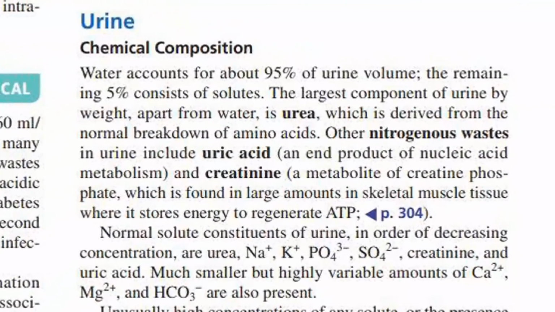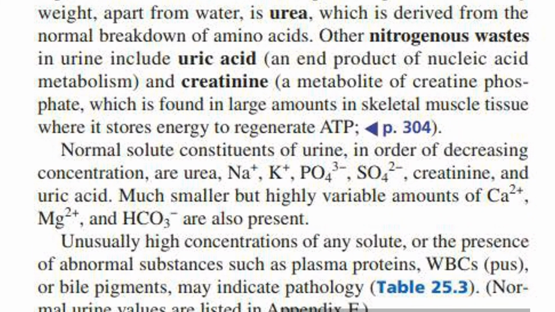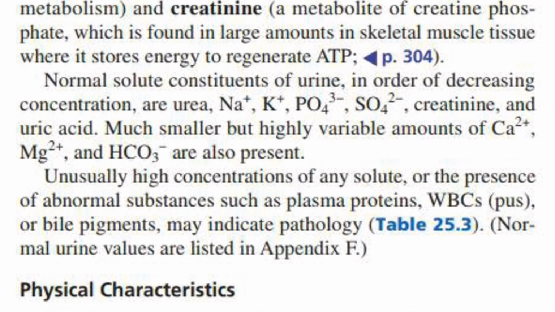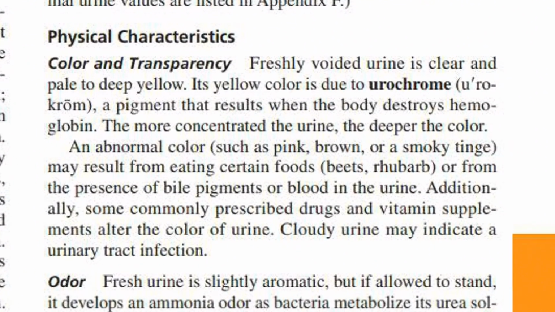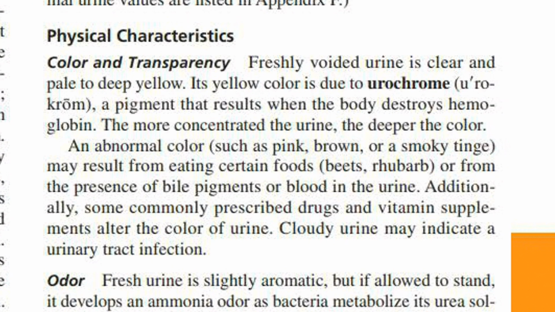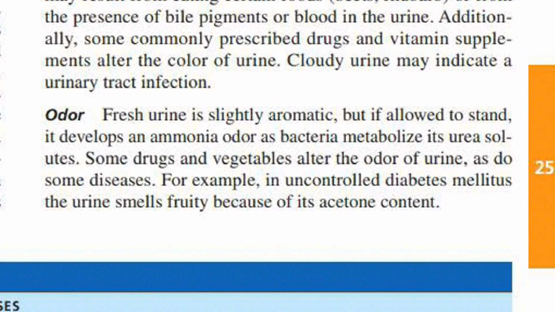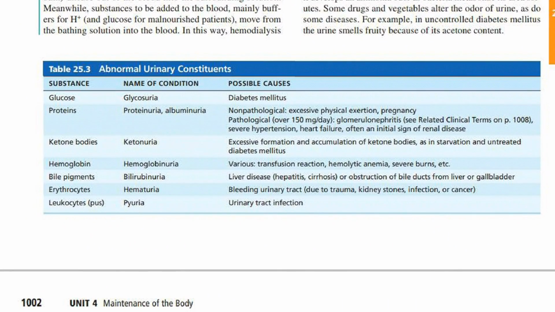Now here is also information regarding the urine, but this information is from another book, so you can go through it. Then in the second paragraph all the ions are mentioned, then the third paragraph. Now the physical characteristics. Urochrome we have discussed. Then the odor of urine. Bacteria. Then here one table is given.